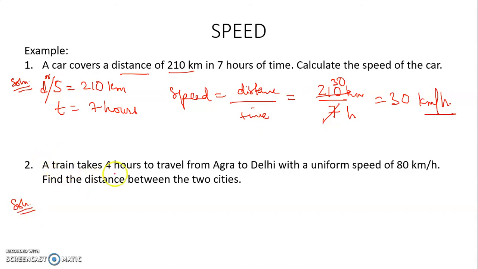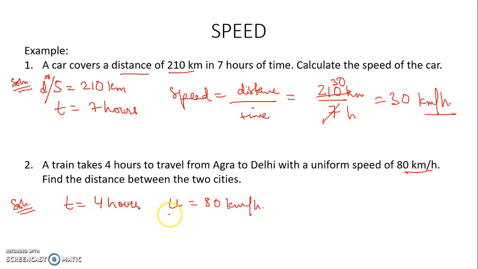A train takes 4 hours to travel from Agra to Delhi. So first we are going to write down the time, that is 4 hours, with a uniform speed of 80 km per hour. So what is the uniform speed of the train? That is 80 km per hour.